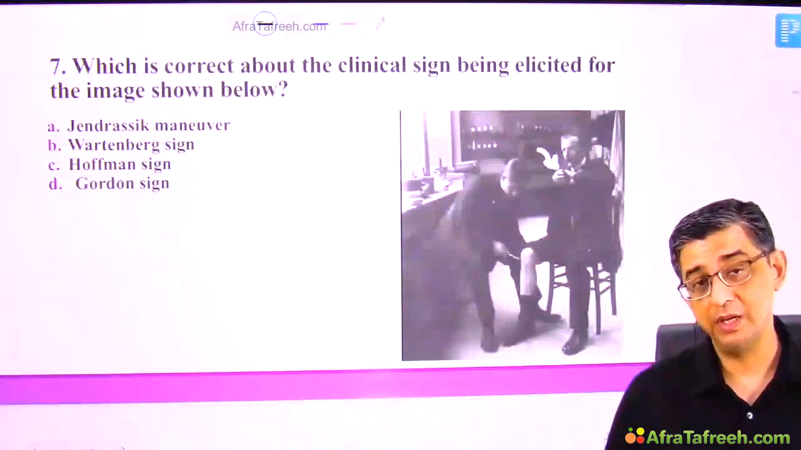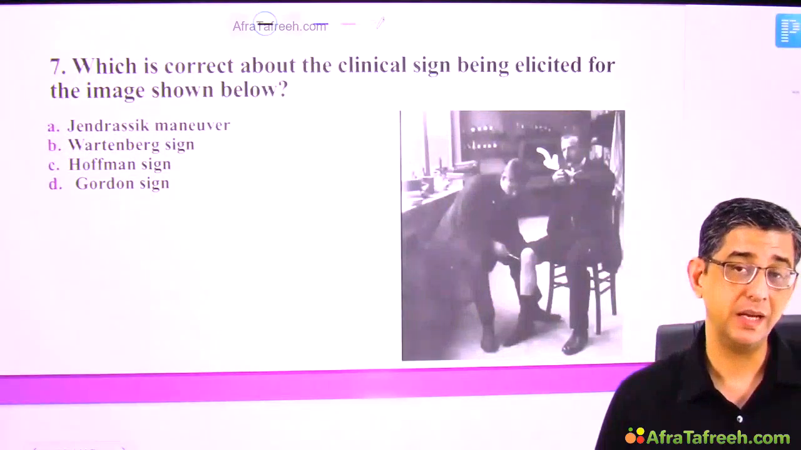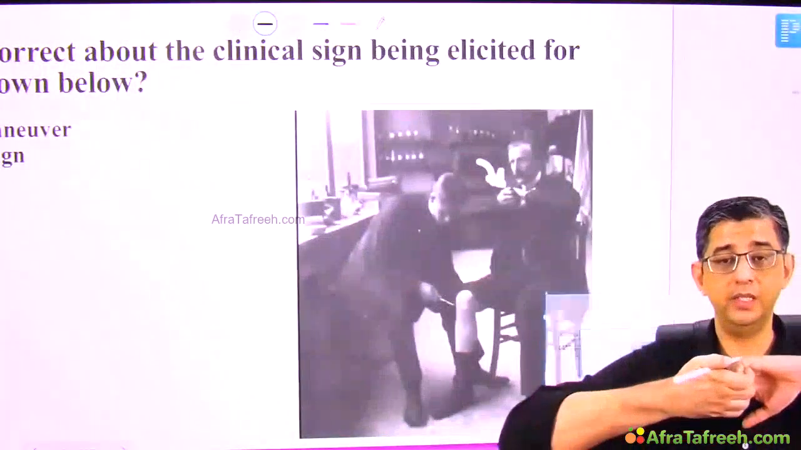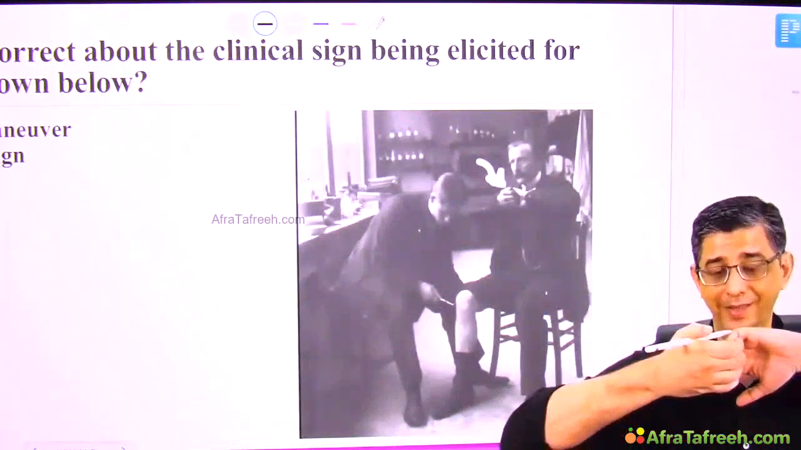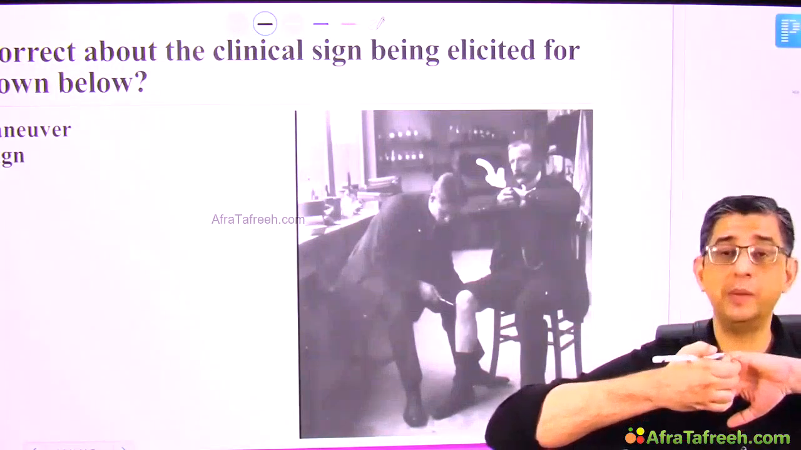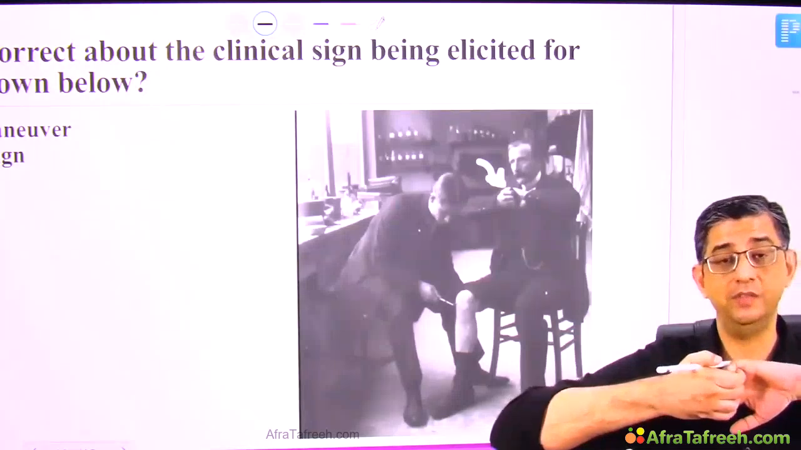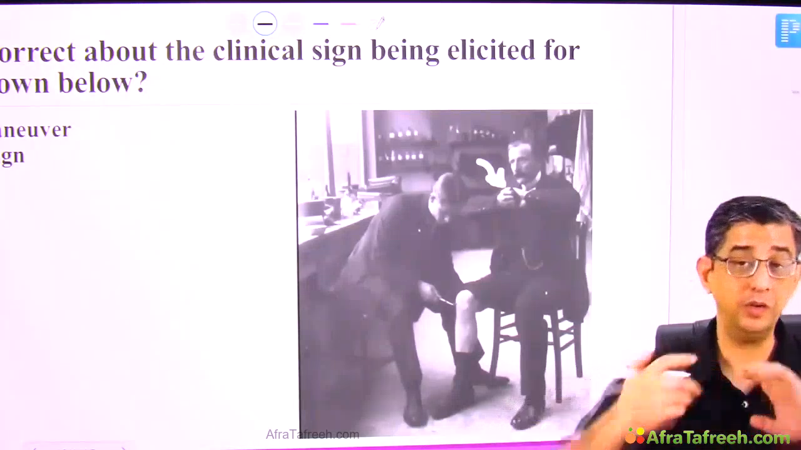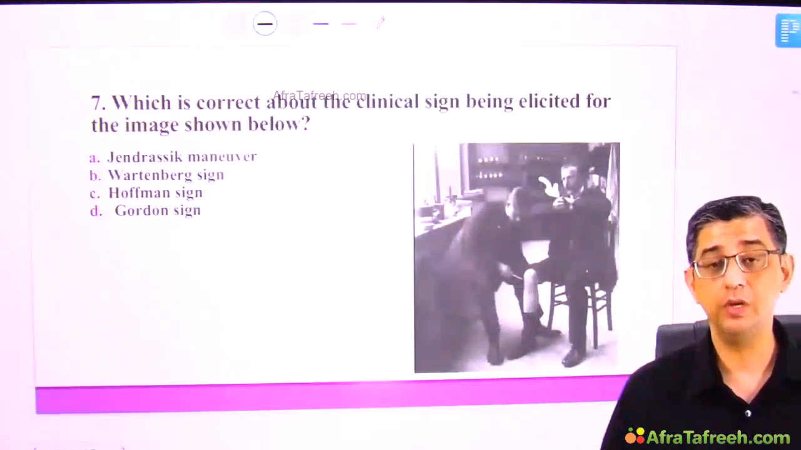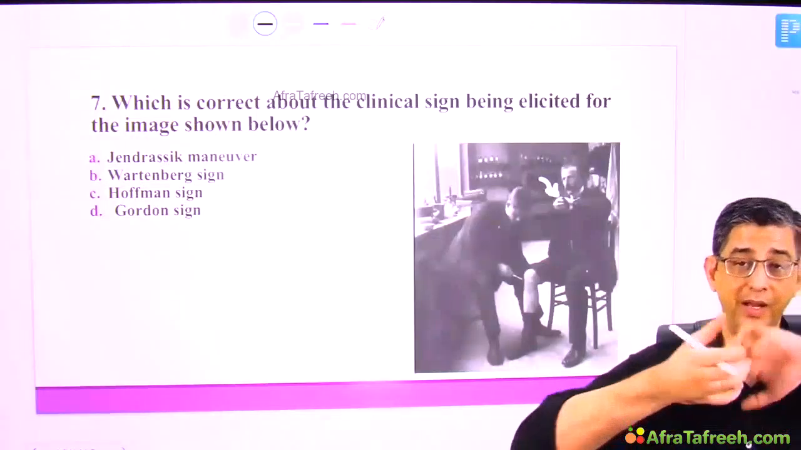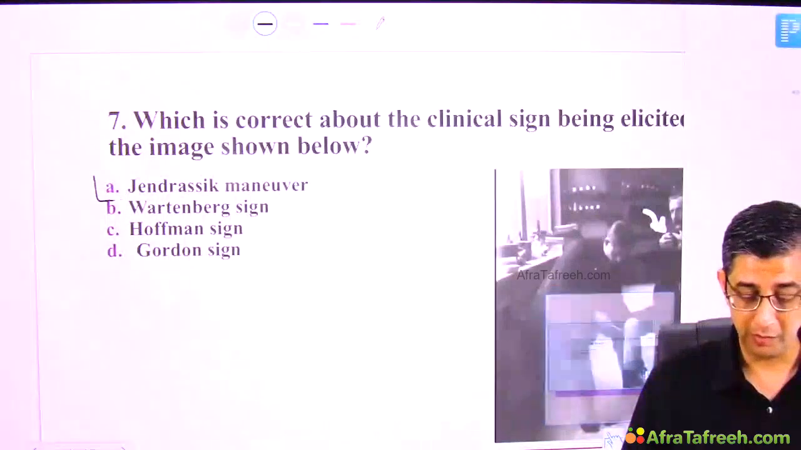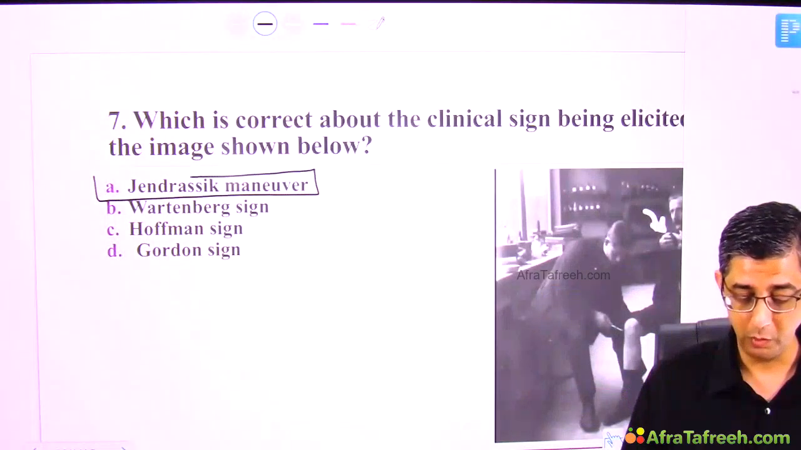The seventh one says, what is correct about the clinical sign being elicited for the image? You can see that the doctor is checking the knee jerk of the patient, and there's an interlocking of the fingers being done. This is primarily to increase the chances of eliciting a reflex, because a lot of times in some patients you may not be able to elicit the reflex. So what you can do is reinforcement by asking the patient to interlock his fingers. This maneuver, which is a reinforcement one, is called Jendrassik's maneuver.